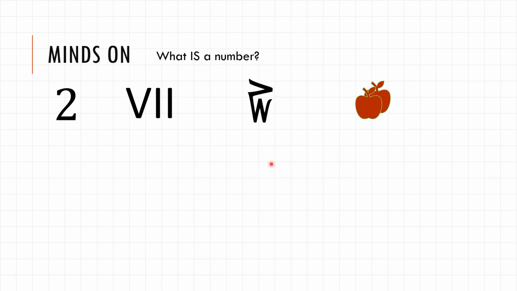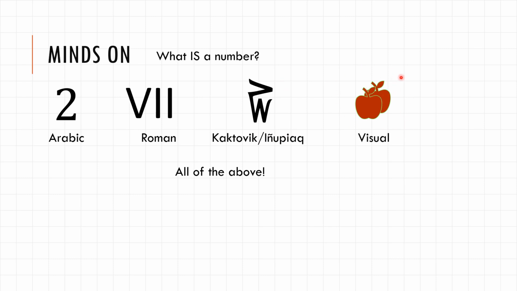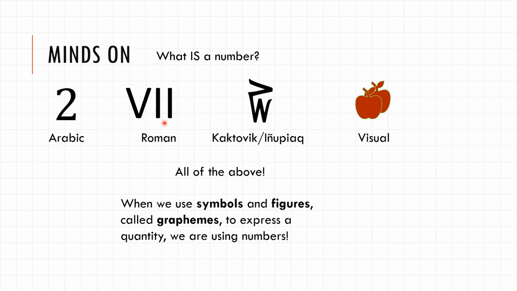It may surprise you to learn that all of these are numbers. This is an Arabic numeral representing the number 2. This is a Roman numeral. This is a numeral from the Kaktovik Inupiaq system. And of course, this is just a visual representation. But how can all of these be numbers? Aren't only these numbers, aren't these letters? Well, no, these are all just symbols and figures.